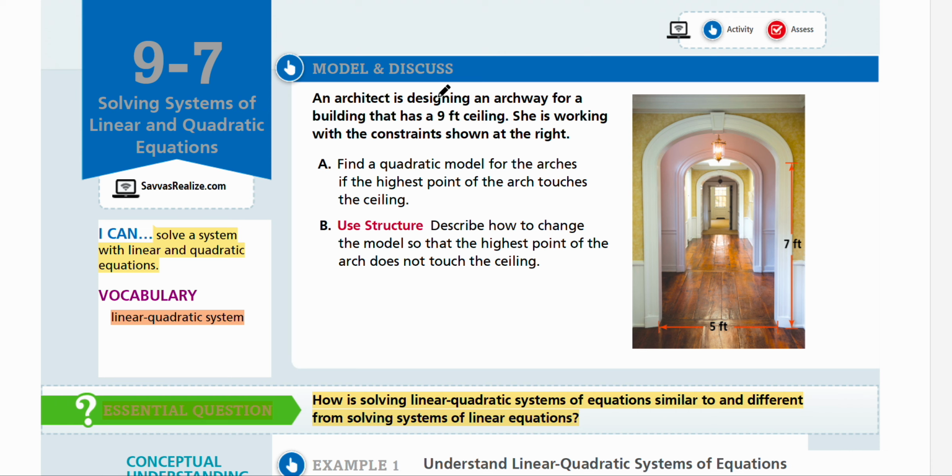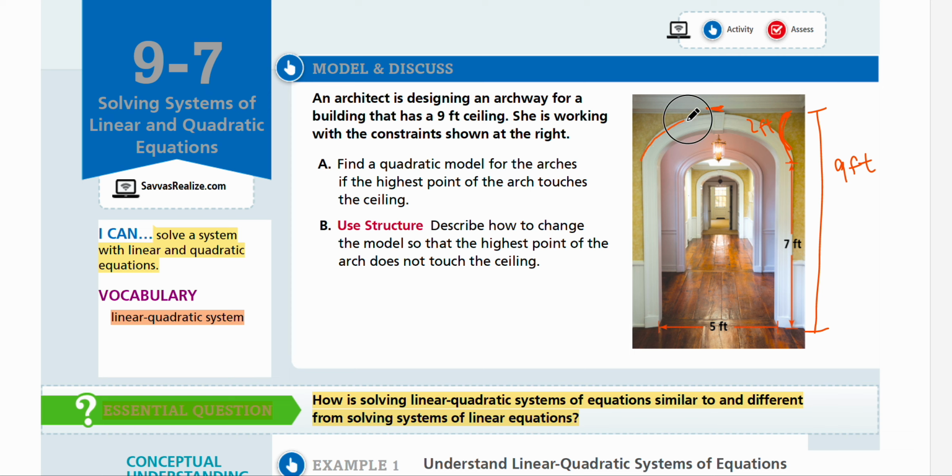So let's start with model and discuss. An architect is designing an archway for a building that has a 9-feet ceiling. She is working with the constraints shown at the right. So the ceiling would be actually 9 feet. So this part would be 9 minus 7, 2 feet, right? Find a quadratic model for the arches if the highest point of the arch touches the ceiling. So we're assuming this part touches the ceiling.